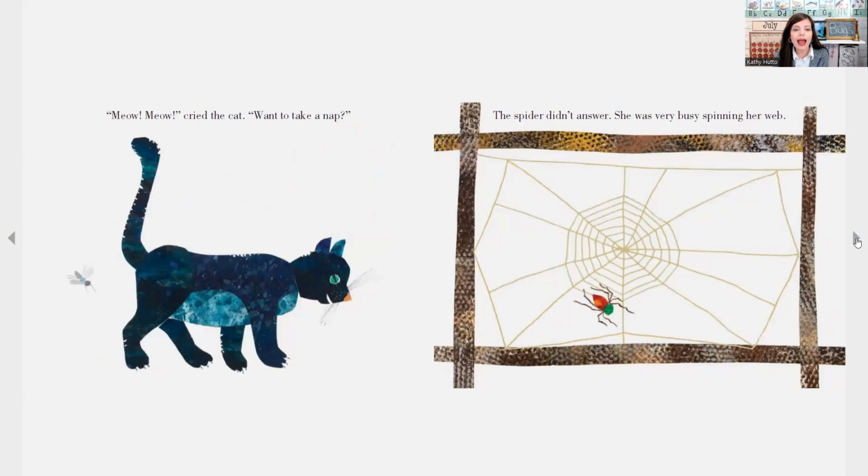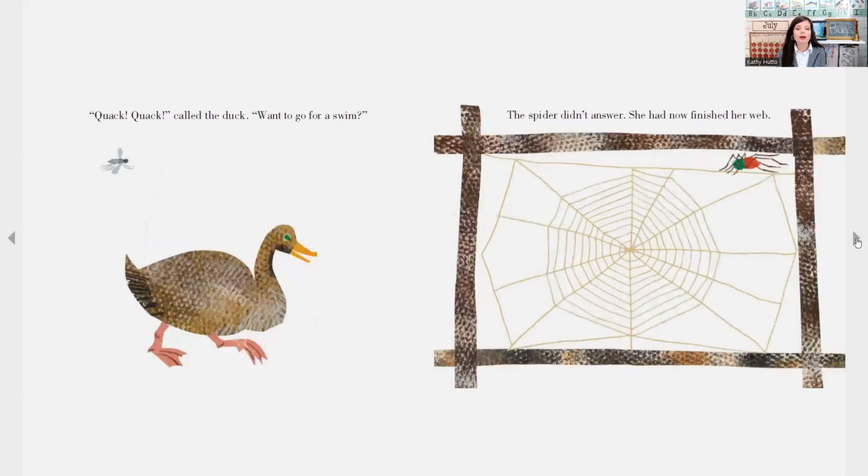"Meow, meow," cried the cat. "To take a nap? Meow." The spider didn't answer. She was very busy spinning her web. "Quack, quack, quack," called the duck. "Want to go for a swim? Quack, quack." The spider didn't answer. She had now finished her web.